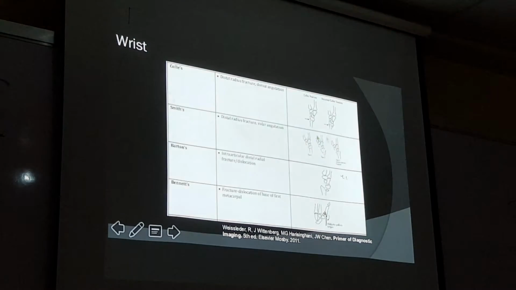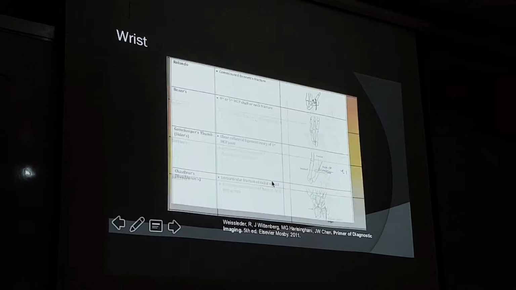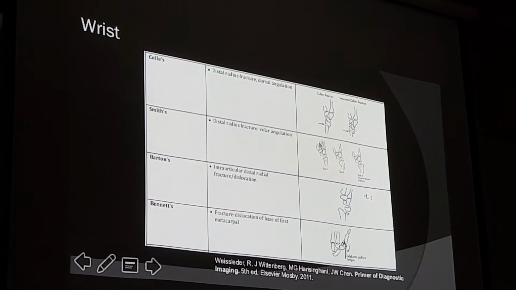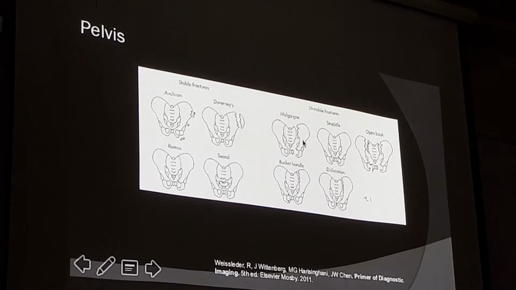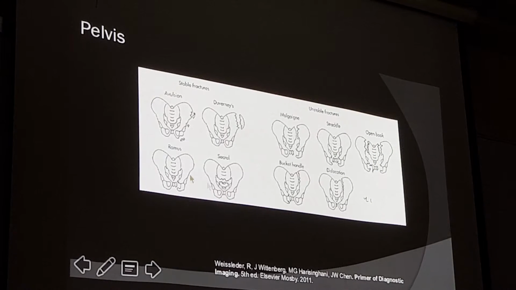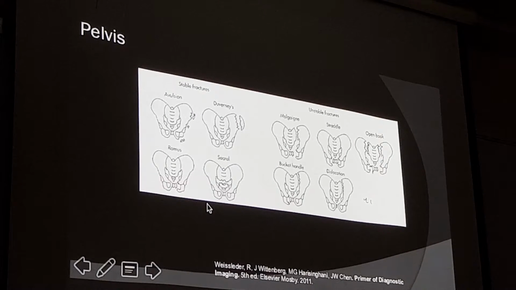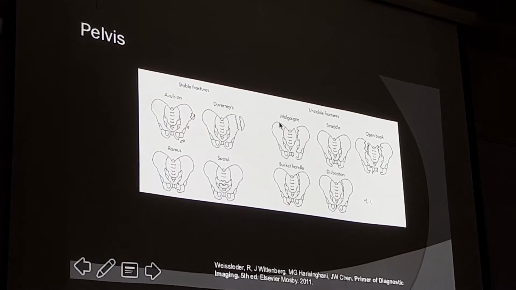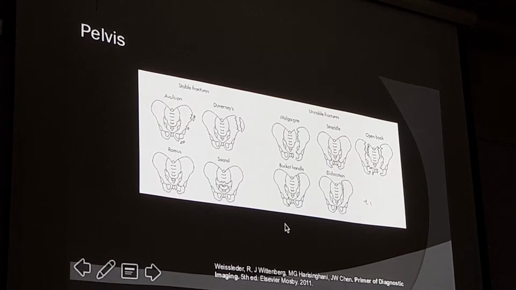So here are the different types of fractures involving the wrist, and the most common of these are Colles and Smith's. Okay, there are also named fractures of the pelvis. Basically, what's important here is that you should be able to differentiate between the stable fractures and the unstable fractures. At your level, you don't have to know the names of all these types of fractures.